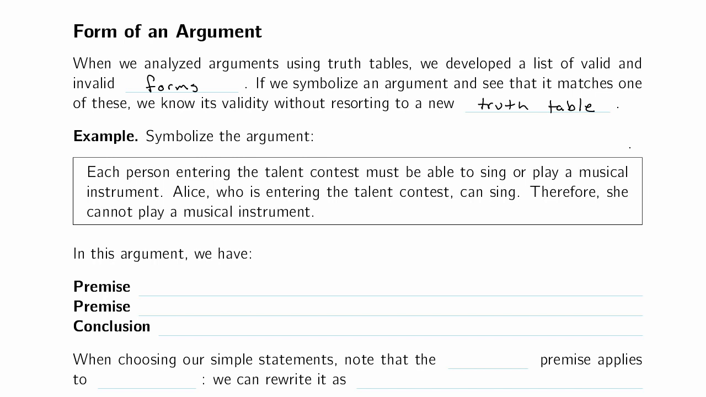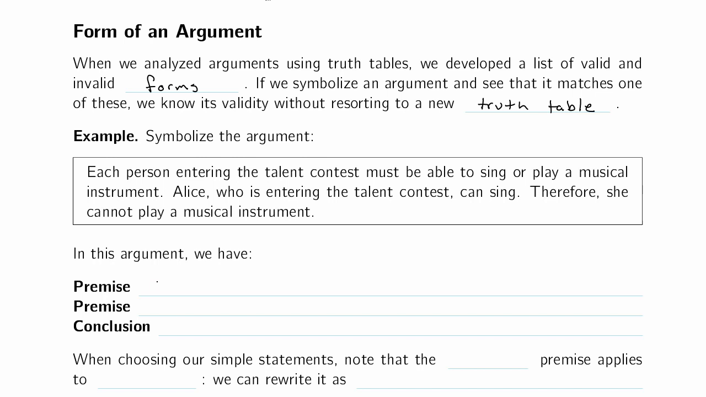So here's an argument that we might encounter, and we might want to analyze its validity. Each person entering the talent contest must be able to sing or play a musical instrument. Alice, who is entering the talent contest, can sing. Therefore, she cannot play a musical instrument.